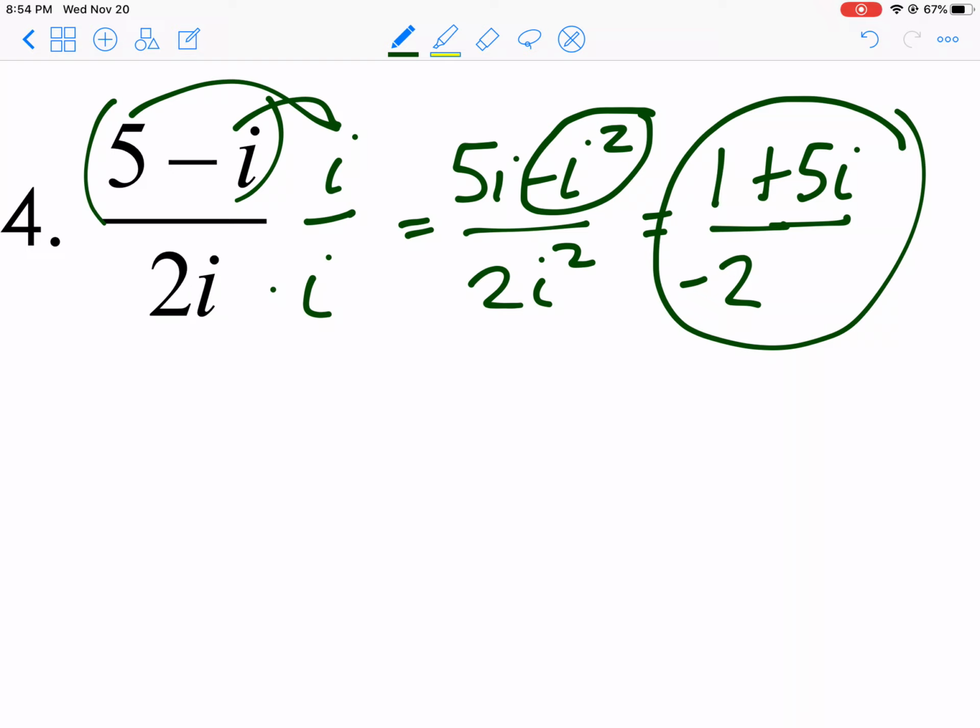If we wanted to move the negative from the denominator, you wouldn't have to, but you can. I would divide the top and bottom by negative 1 in that case. So you'd be left with negative 1 minus 5i all over 2. Those two would be equivalent. This answer is just fine.